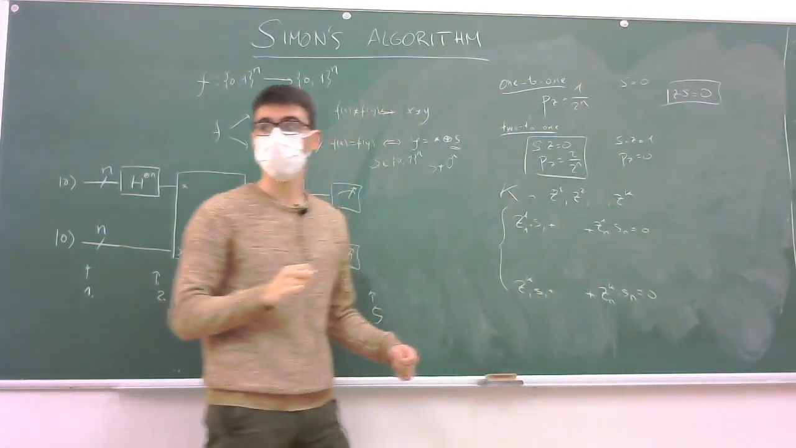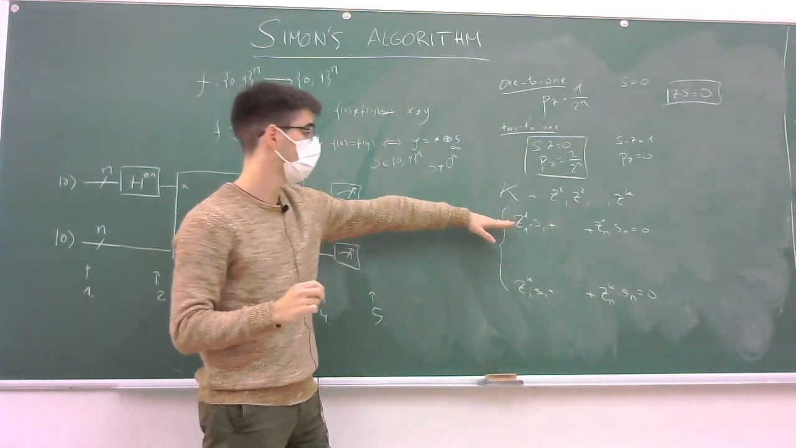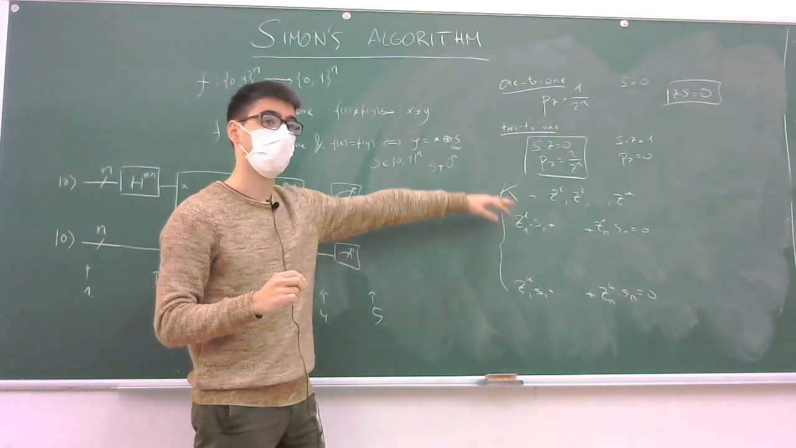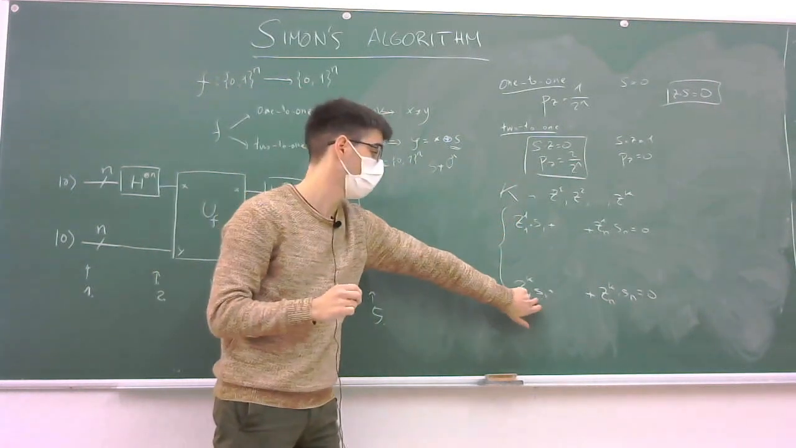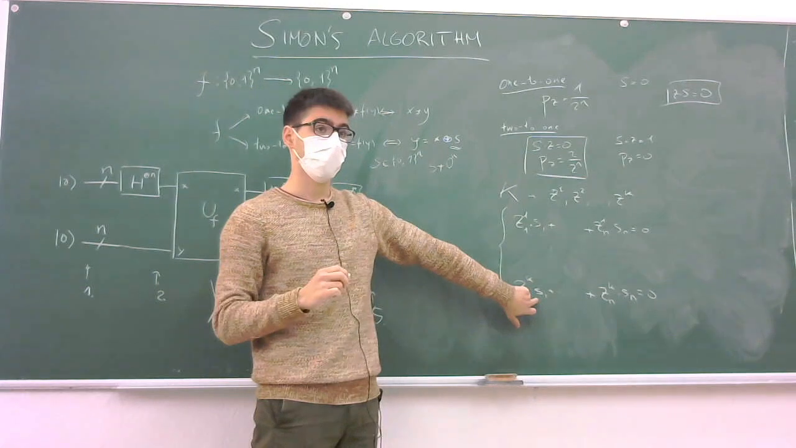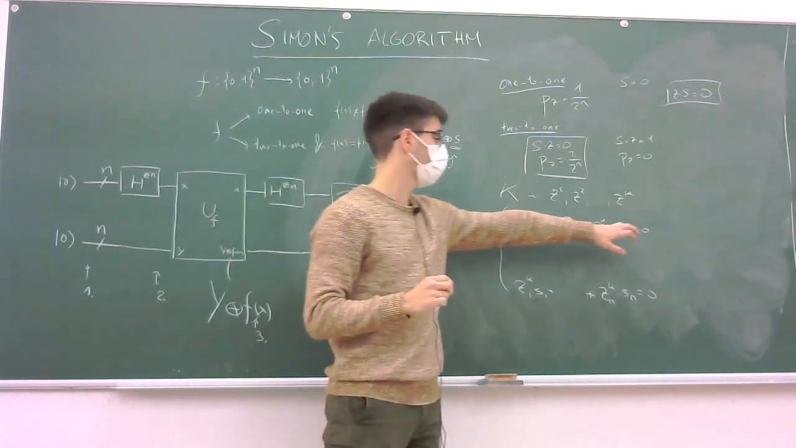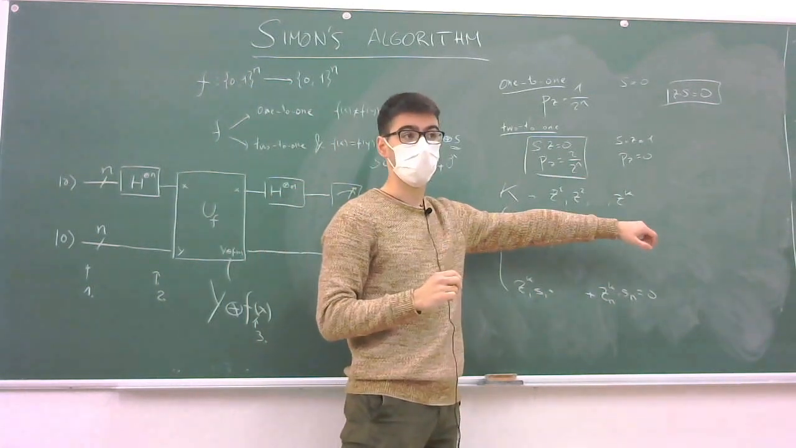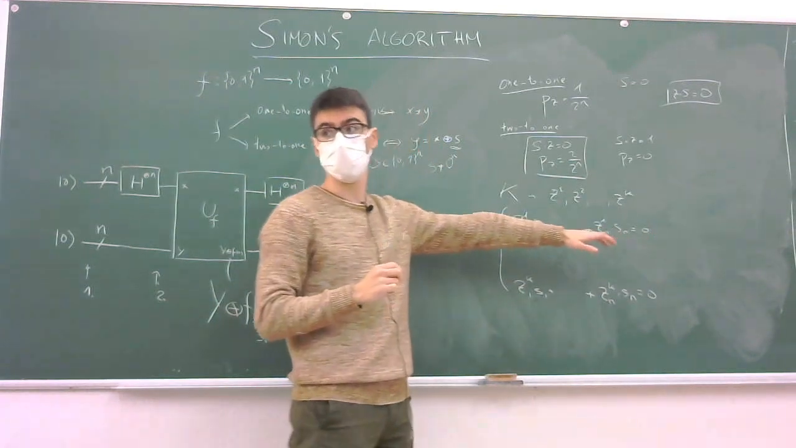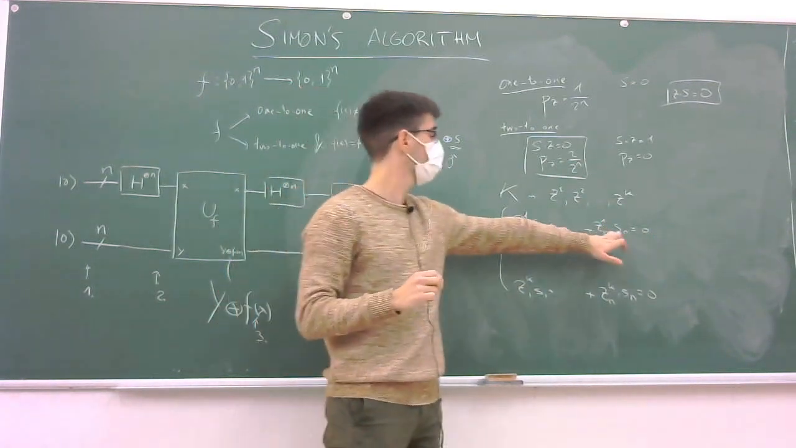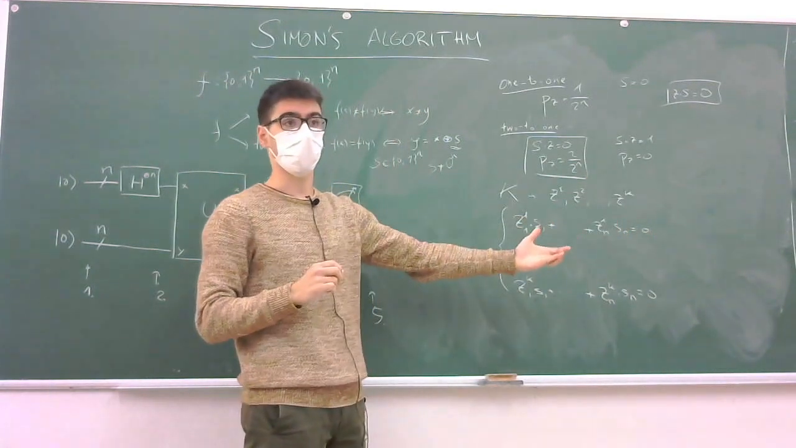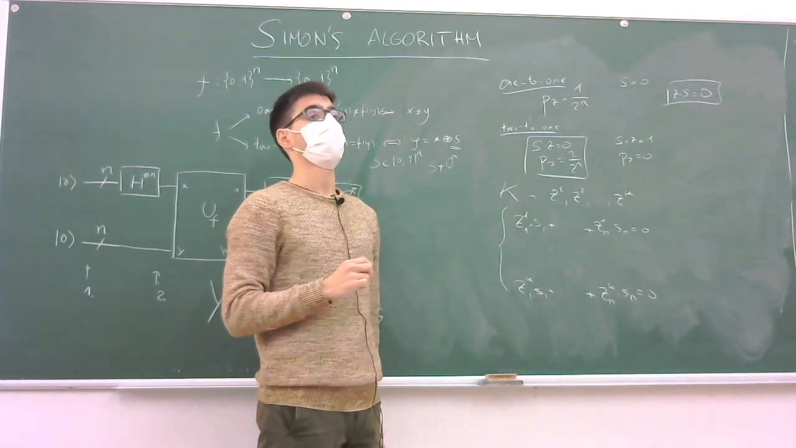Okay? You can get this system for the values of s. So the s1 to sn are your unknown values, your unknown binary variables, and the set values are your known values.